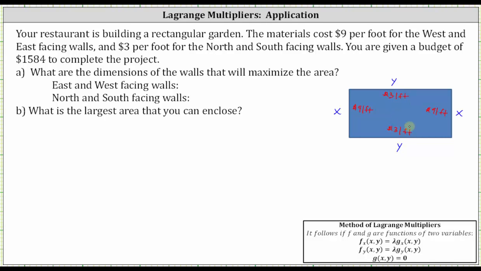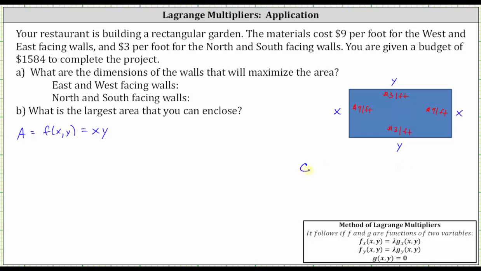Our goal here is to maximize the area. Notice the area of the rectangle is going to be x times y. So let's let the area A be equal to the function f of x comma y, which is equal to xy. And now let's set up our cost equation so we can set up the constraint in the form of g of x comma y equals 0.